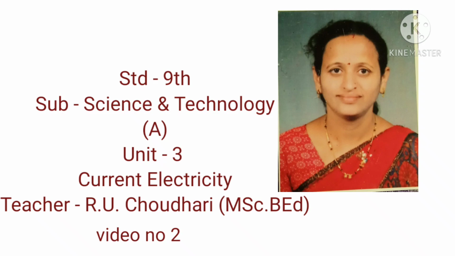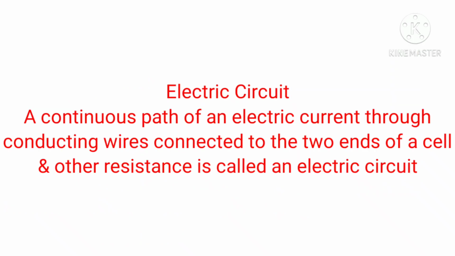Today we are continuing the third chapter, Current Electricity. Electric circuit. A continuous path of an electric current through conducting wires connected to the two ends of a cell and other resistances is called an electric circuit.